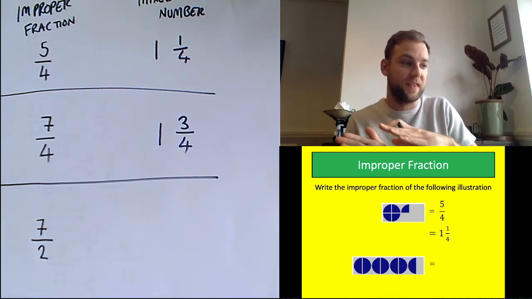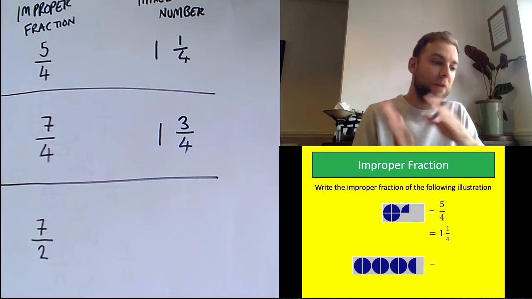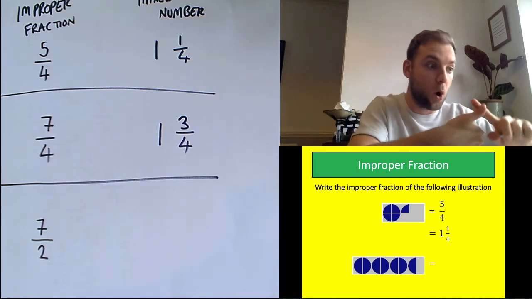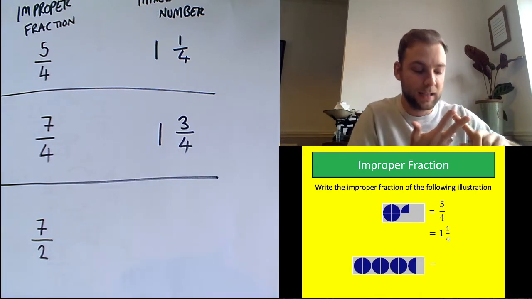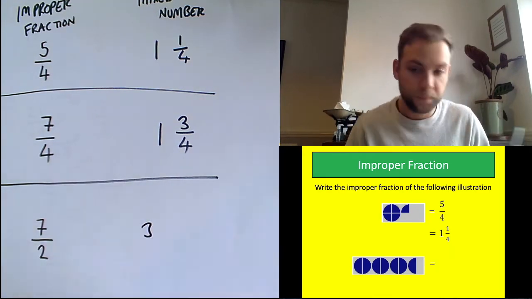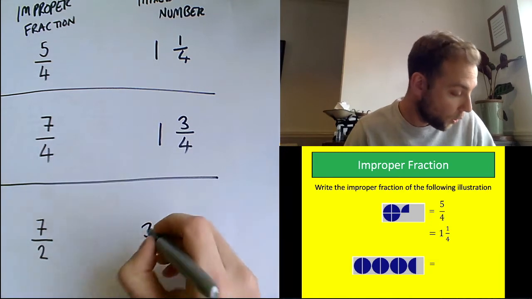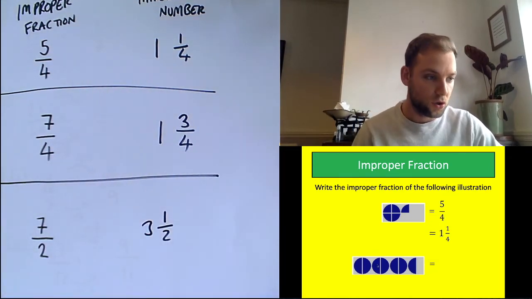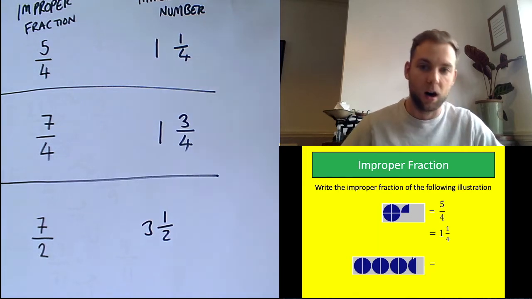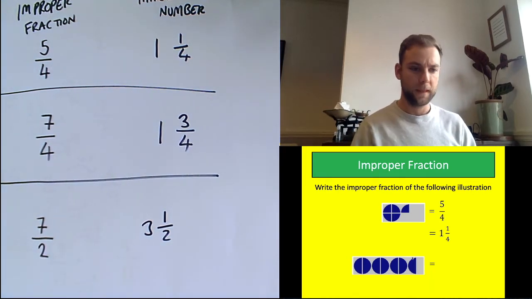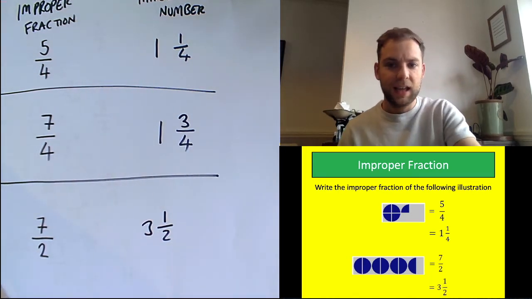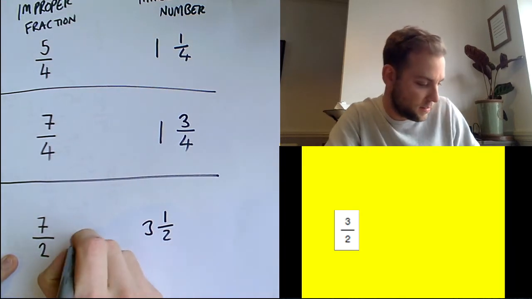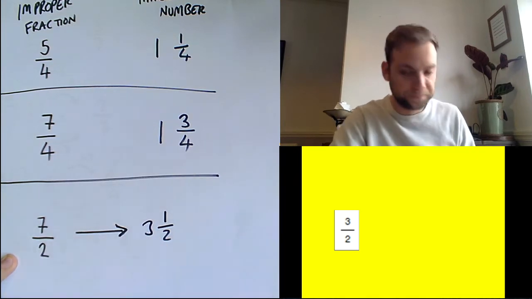So the question then is, how can I write this as a mixed number? Well, how many wholes have I got? I've got 1, 2, 3. So I've got 3 wholes, and then I've got 1/2 left over. So that's the 1, 2, 3 wholes and a half there. Brilliant. So the next question is, if I don't have a diagram, how do I get from here to here?